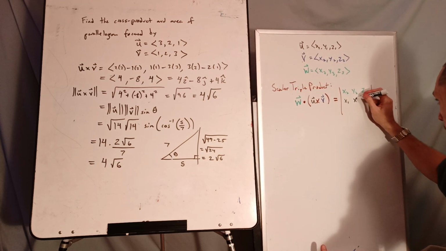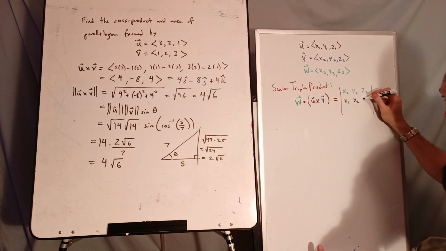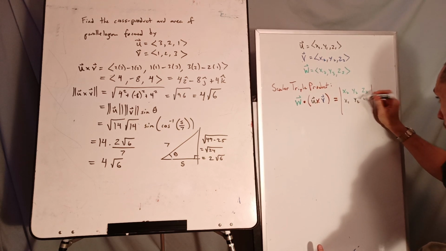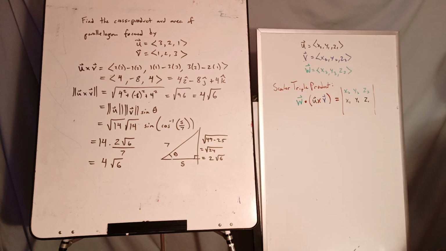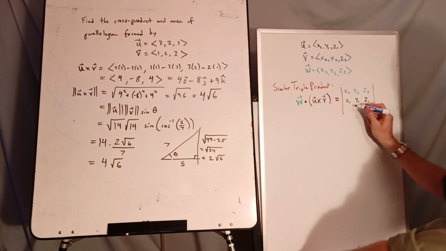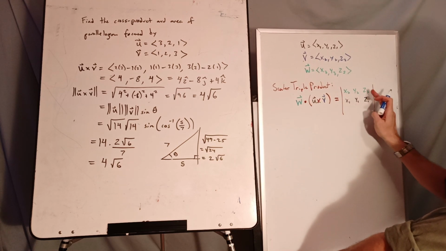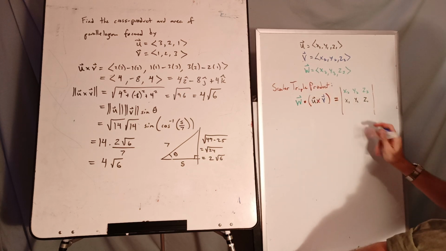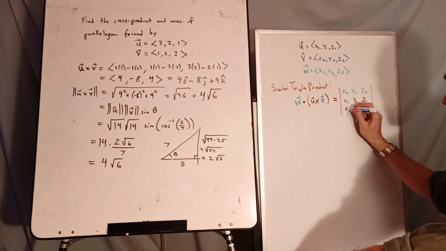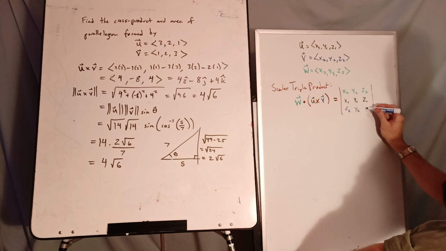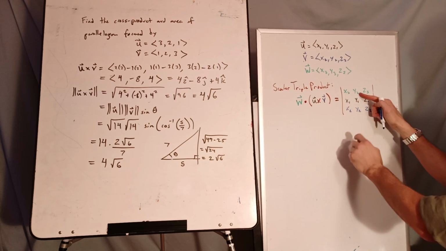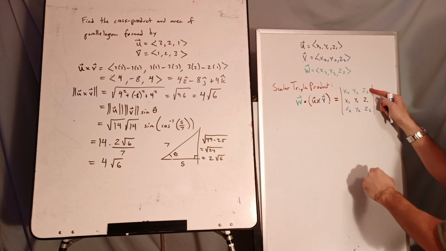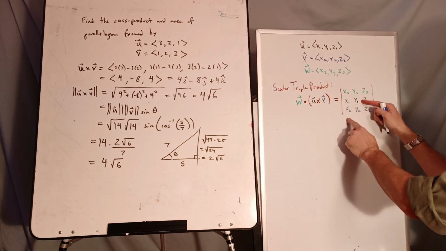So it's very similar to the cross product determinant formula, except instead of the unit basis vectors, you have the components of w. So this one times this one, minus this one times this one, minus this one times this one.